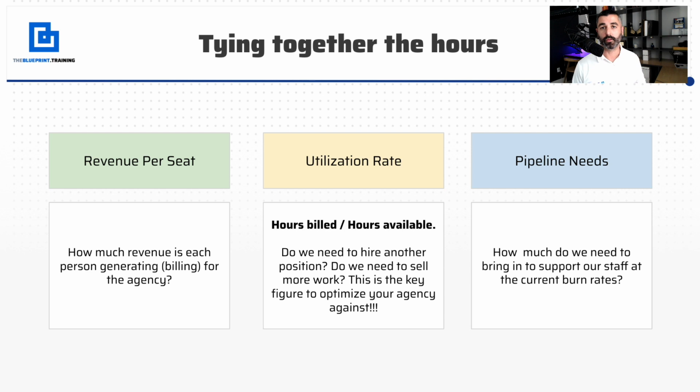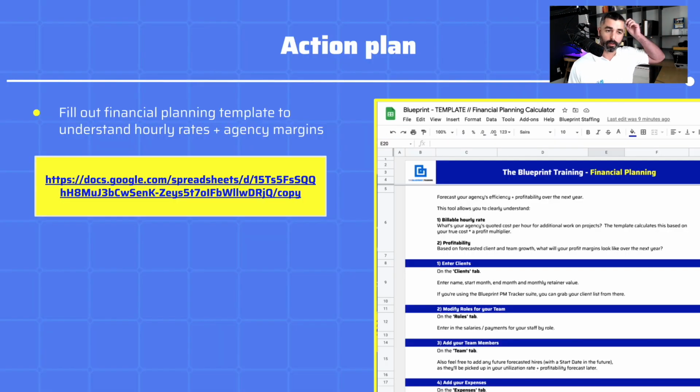Even if you're not using and billing for hours, this is a very valuable exercise to go through so you can understand what these metrics are, and you can still map your revenue against these. So what I want to do now is jump into the financial planning template. We used to call this the utilization rate tracker in the old version of Blueprint, but we stripped it down to make it a lot more simple because it was very complicated and very time consuming to use.